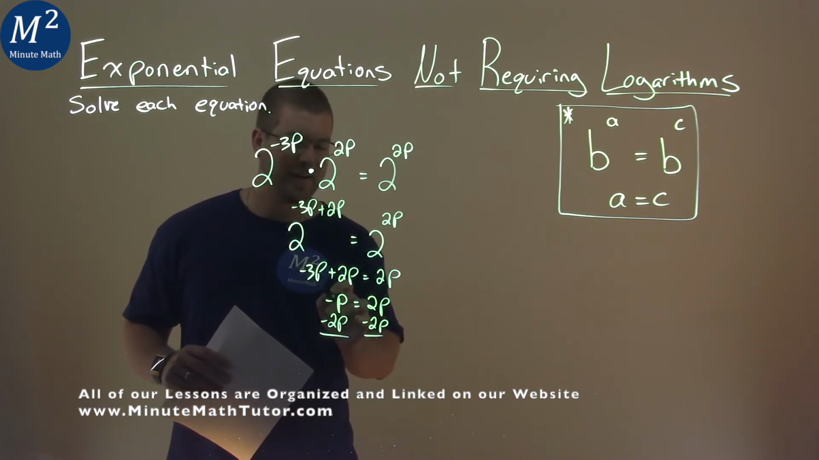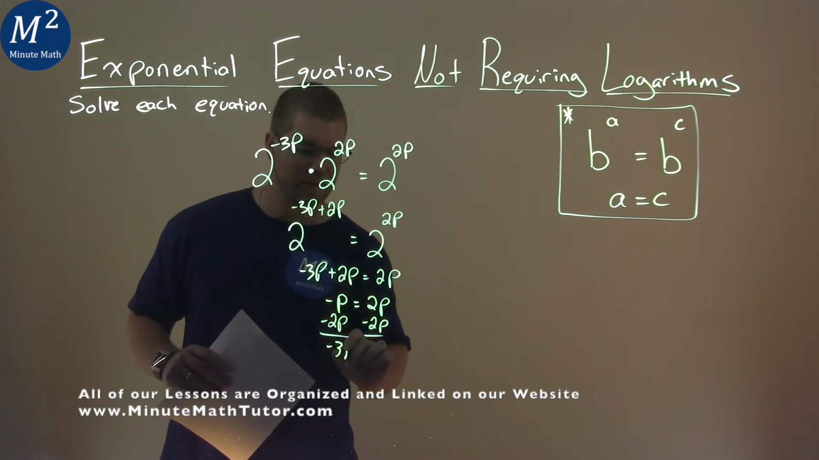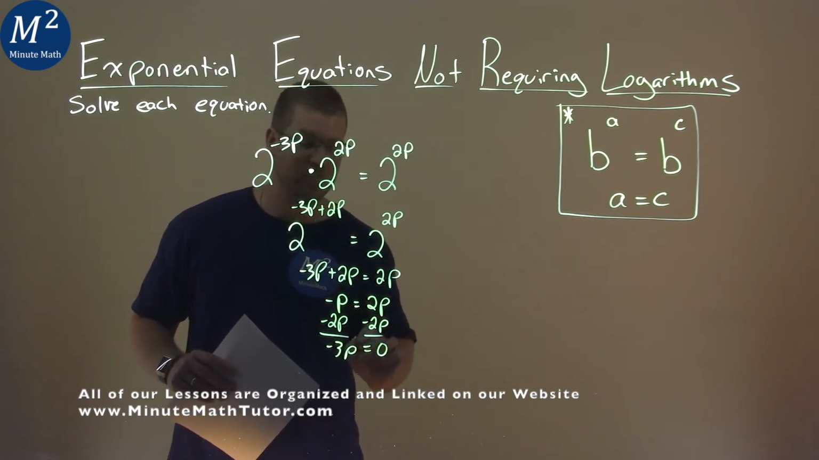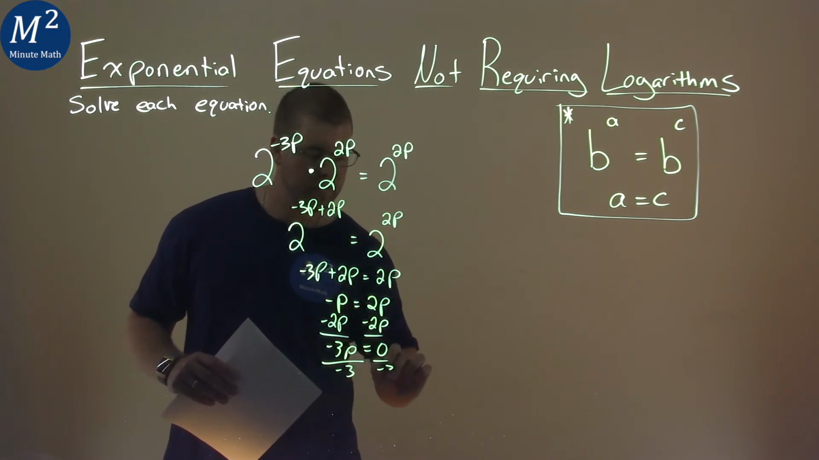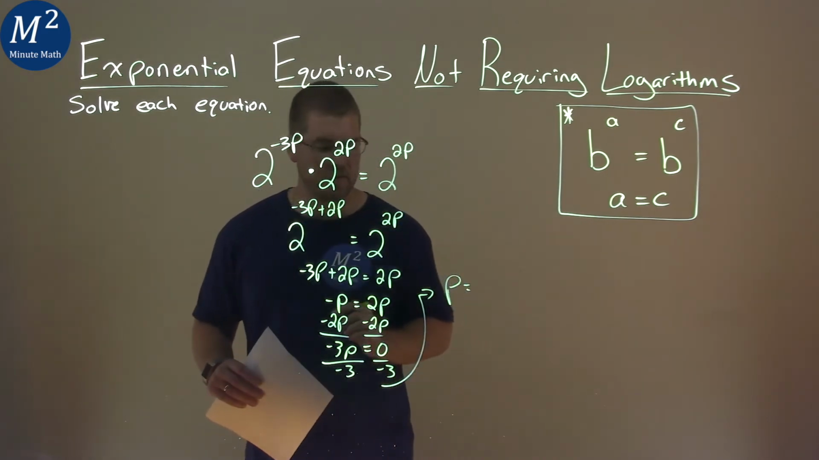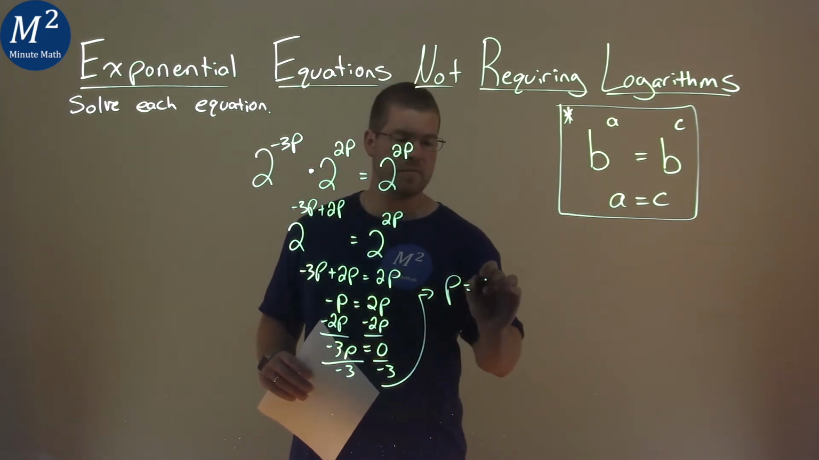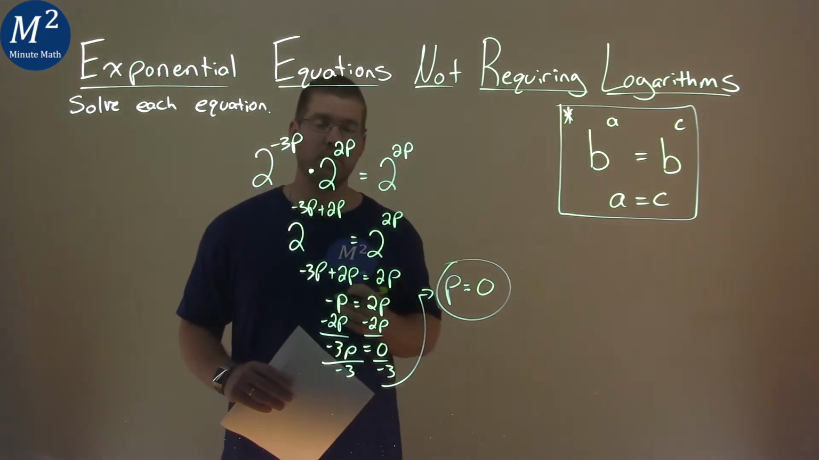Negative p minus a 2p is a negative 3p, and the right-hand side is just 0. Be careful here. We divide by a negative 3 to both sides, and p is now by itself. I'll put it up here. P is now by itself, and 0 divided by negative 3 is a 0. And so my final answer here is p equals 0.